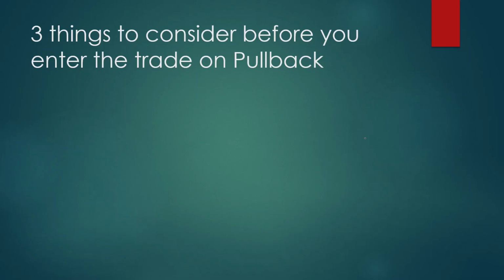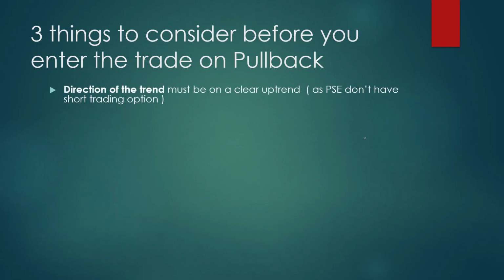Now there are three things to consider before we enter the trade on pullback. One of them is the direction of the trend must be on a clear uptrend. Okay, so dahil sa PSC wala naman tayong short trading option, kaya ang kailangan lang nating sundin is syempre uptrend. Alright? Second one is we have to identify our value area. What does it mean? So yung value area natin ay number one, key level support and resistance.